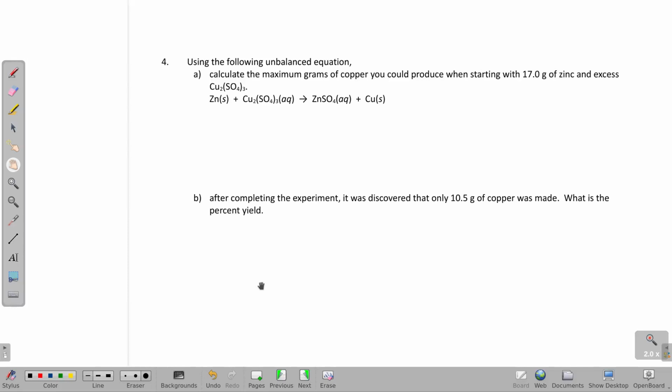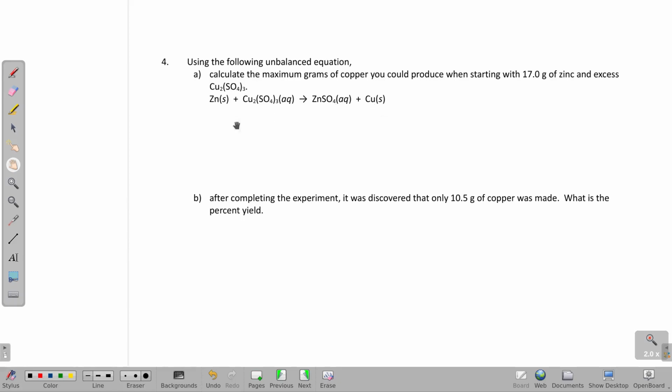Alright, in question 4, we want to use the following equation to figure out how much copper we could make from the given zinc, assuming we have excess copper sulfate. So we're going to assume this is an excess. We're going to say, alright, if 17 grams of this zinc go through this process, how much copper do we actually get?